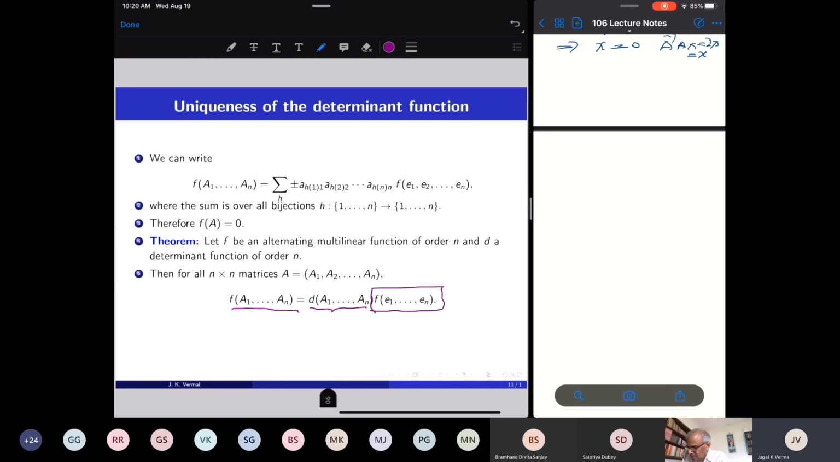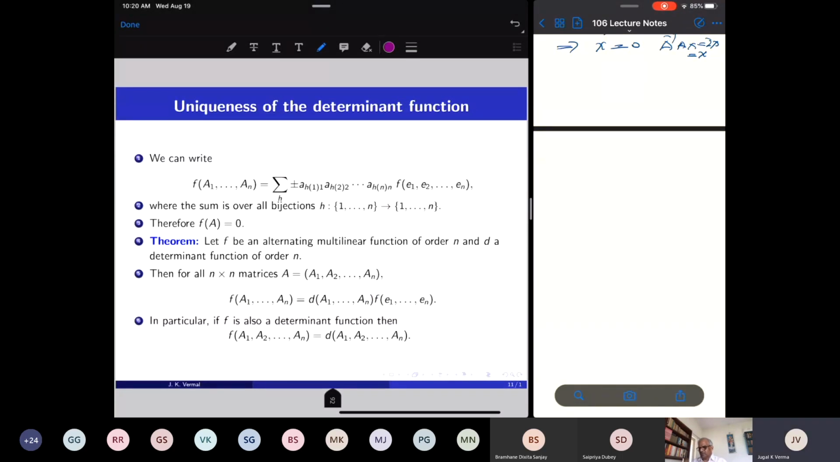This we have proved for the 2 by 2 case, right? For the 2 by 2 case, we proved this formula, that this d of A1, A2 was the determinant of the 2 by 2 matrix, and then this was f(E1, E2). So this we already did for 2 by 2 matrices. Now we are doing it for n by n matrices, that any multilinear alternating function is actually a scalar multiple of a determinant function. Okay. So in particular, if f is also a determinant function, then this is 1, and therefore f equals d.